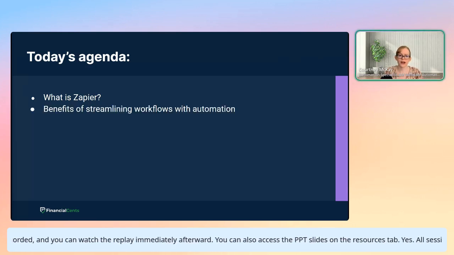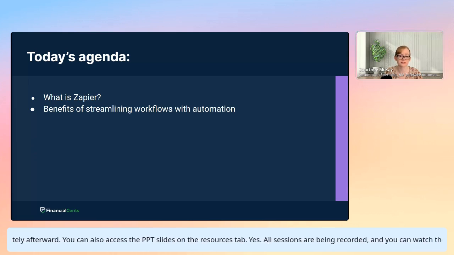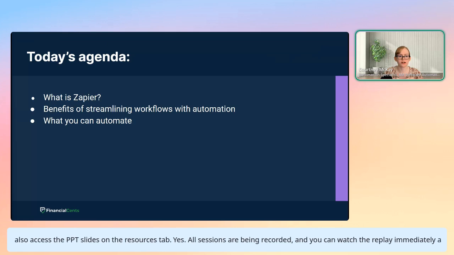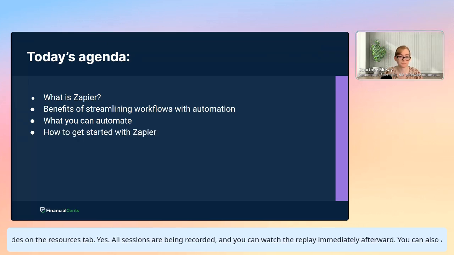And then also, why should you use it to streamline your workflows? What are some of the benefits of it? And then I'll also give you examples of some transformations that I've seen from my own clients. And then also, we'll talk about what you can automate, what's even possible to automate with Zapier.